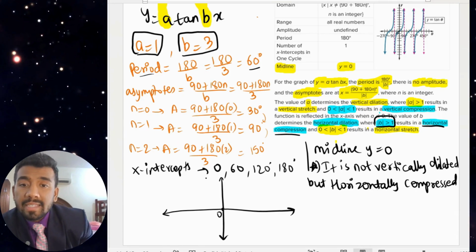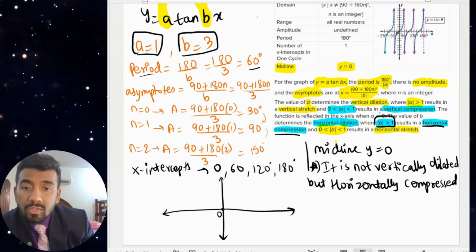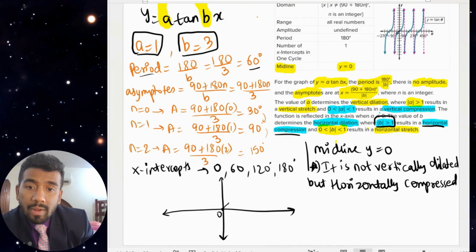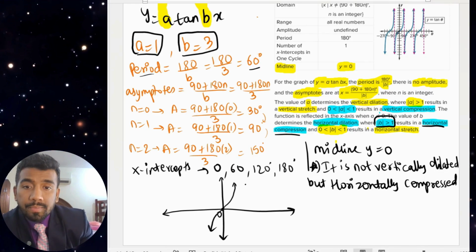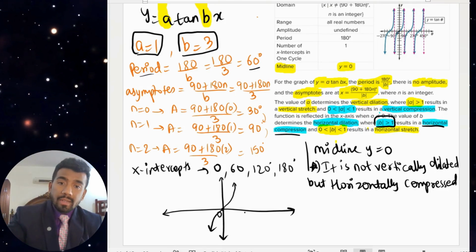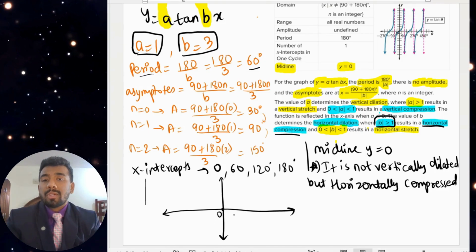What did I say? The x-intercept at 0. So at 0 it will intercept. So it will go up like this and will come down like this. Okay. Now before going into that, let's first draw asymptote. I think that's much better.